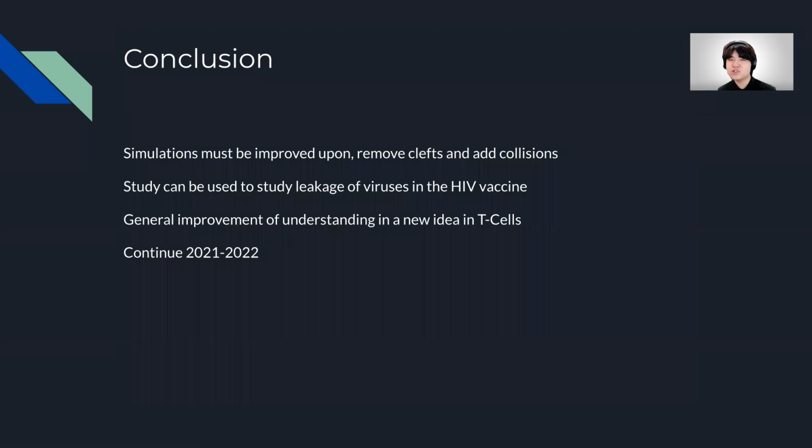The simulations right now actually use a lot of these as synaptic connections instead of just being collided. So we need to remove these manual clefts that we've created and just have the cells collide, and improve upon this idea. The study is very important because we need this to study leakages of different viruses that the T cell might capture, such as the ones that you might find in the HIV vaccine.